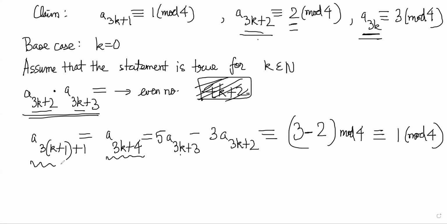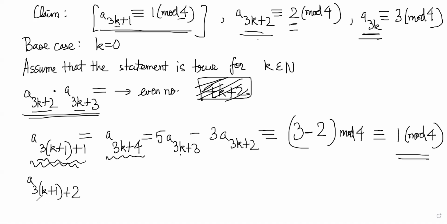So for k plus 1, we have shown that it is following the same pattern as A of 3k plus 1. We have assumed that this is true, and when we change k to k plus 1, we are getting it equal to 1 mod 4 as well, right? Now, similarly, what we will check is A of 3k plus 1 plus 2, which is 3k plus 5 actually.